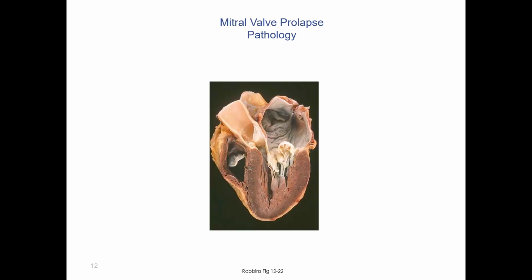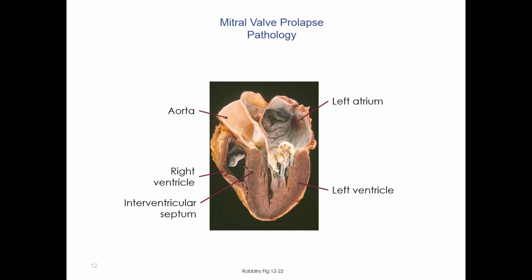Here is our heart. First of all, let's orient ourselves by looking at normal structures. Here is the right ventricle, here is the left ventricle, here is the interventricular septum, here is the left atrium, here is the aorta, and aortic valve. This, of course, is the mitral valve with a markedly ballooned leaflet that would, of course, protrude into the left atrium in life with mitral valve prolapse.